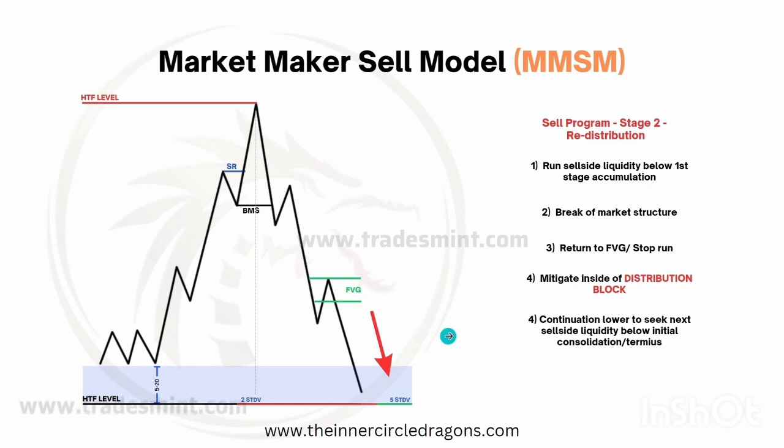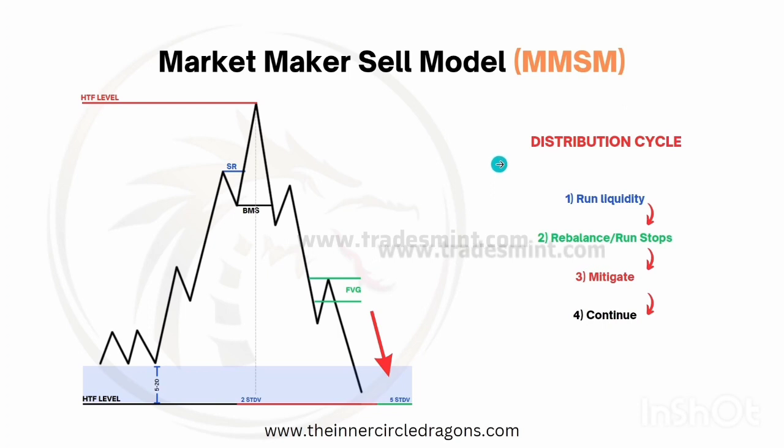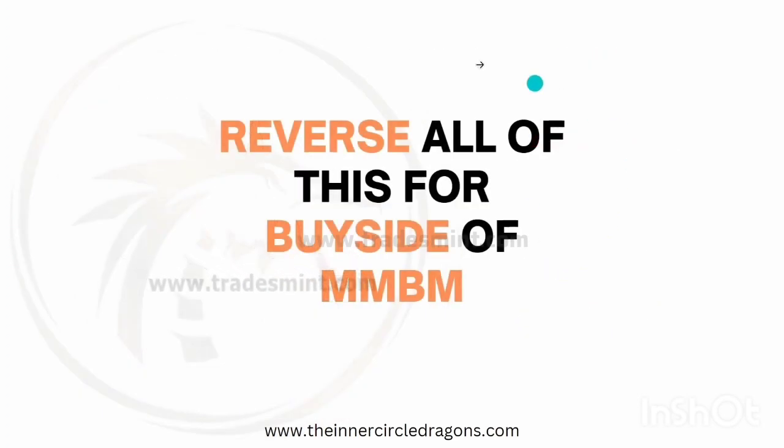We then continue lower to seek the next stage of sell side liquidity below the initial consolidation and ultimately to our calibrated terminus. The distribution cycle essentially consists of these four things. We run liquidity, we rebalance or we run stops, we mitigate within an area on the left side of the curve, and then we continue lower to seek liquidity. Knowing just this alone will serve you very well going forward. Essentially, this is the mechanics of how the distribution cycles work. Like always, reverse this for the buy side of the market maker buy model.